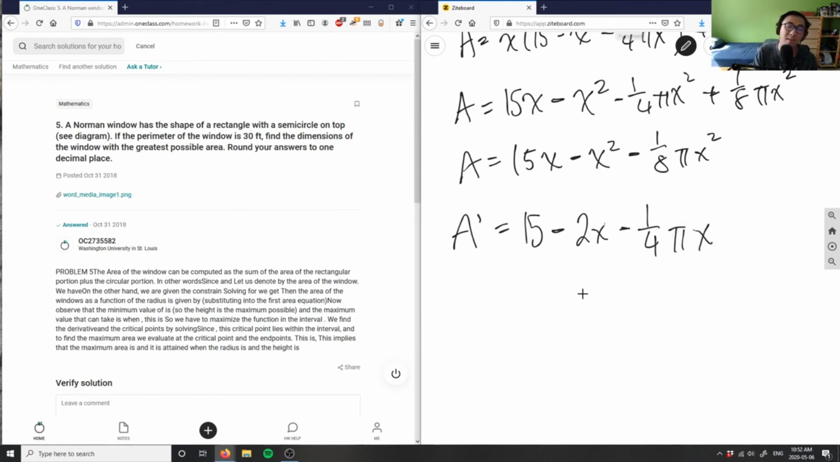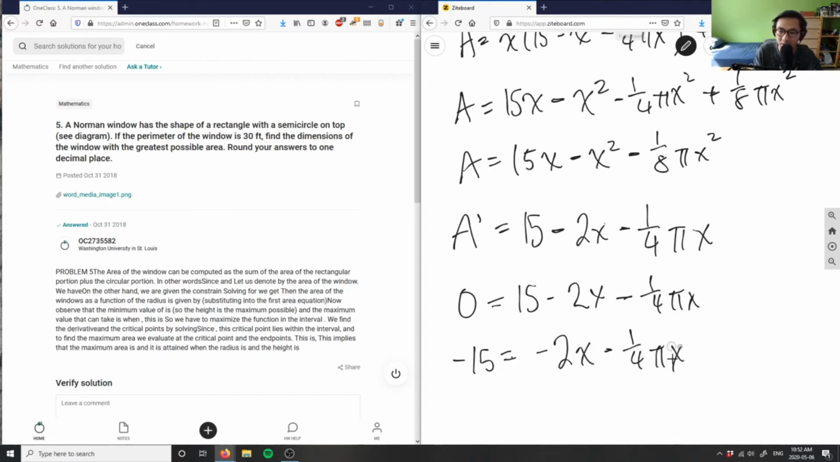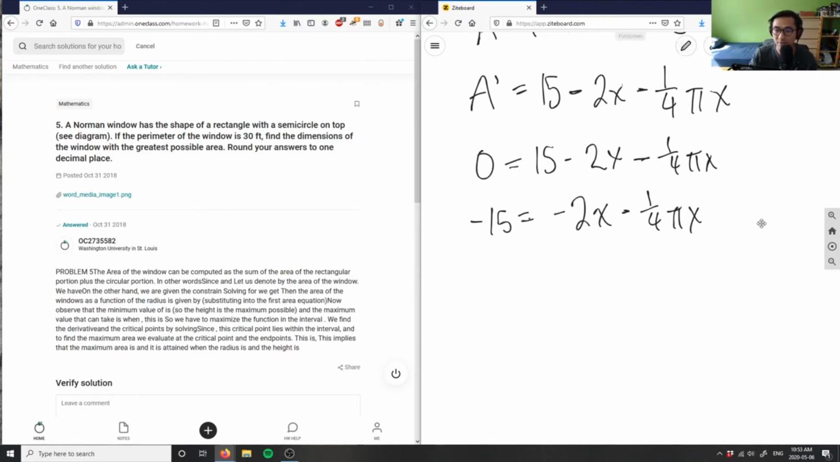I'm going to set this to 0 to find the maximum, to figure out what x is. 15 minus 2x minus 1/4 pi x equals 0. I bring 15 to the other side, which makes it negative 15 equals negative 2x minus 1/4 pi x. And then I could combine these two terms.